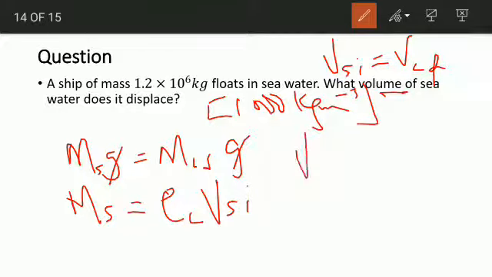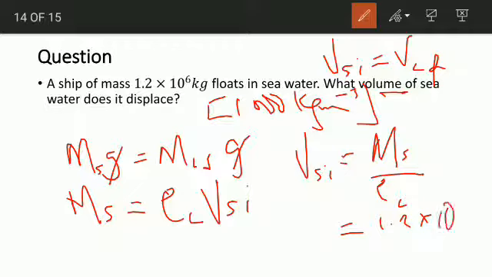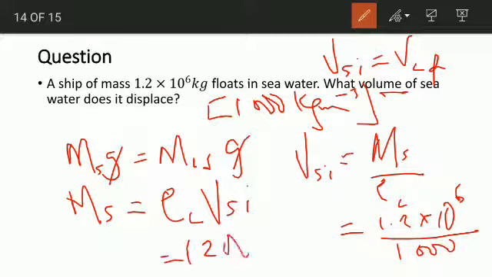So that means the volume of solid immersed is equal to the mass of the solid divided by the density of the liquid in this case. So the mass here is 1.2 times 10 to the power 6, divided by the density of the liquid, which is density of water, 1000. So that is going to give us 1200 meter cube as our answer.